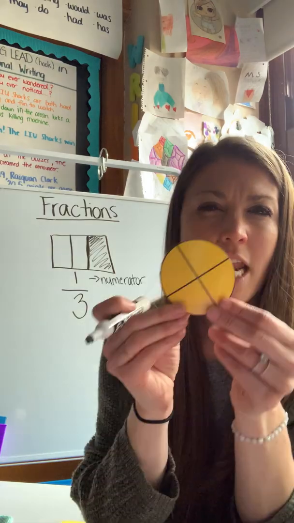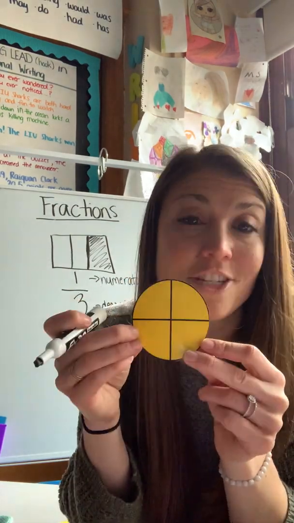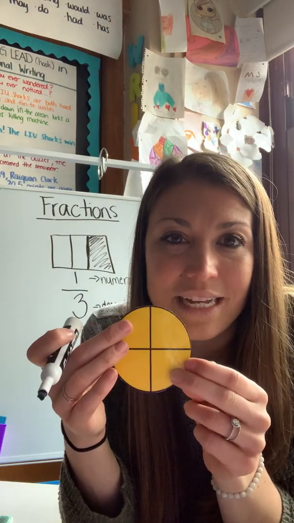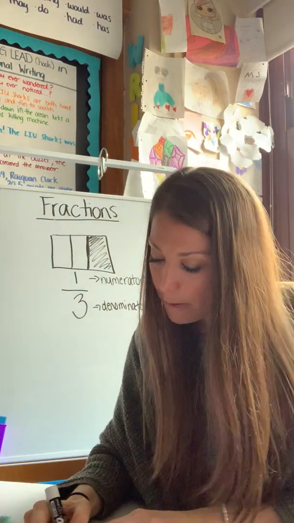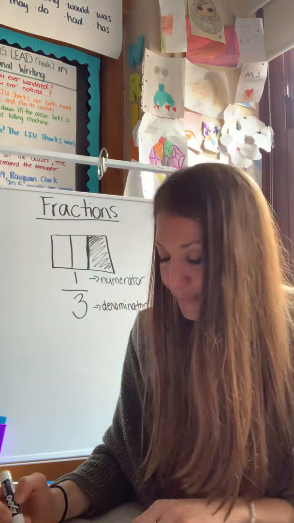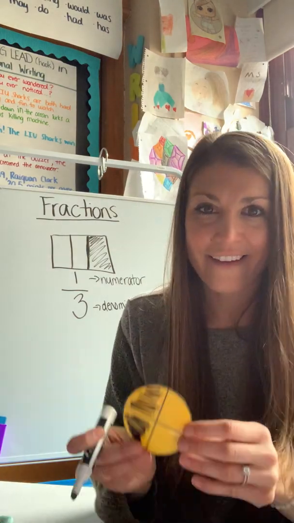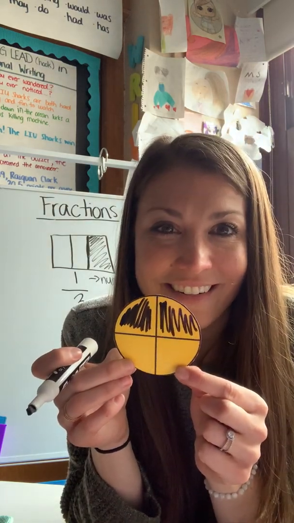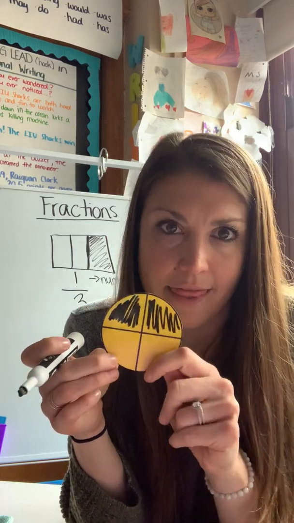All right, now I want you to try one. I have an awesome little circle here, and I'm going to shade this circle, and I want you to tell me what the fraction is, okay? All right, are you ready? Is your thinking brain on? Okay. What is this fraction? What is this fraction? I'm going to give you 5 seconds to think.